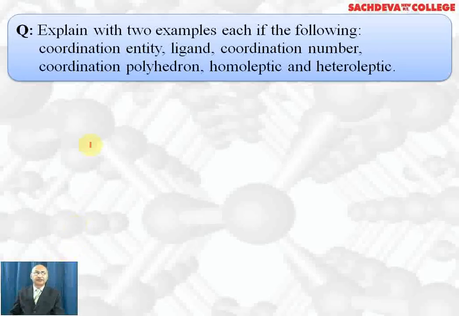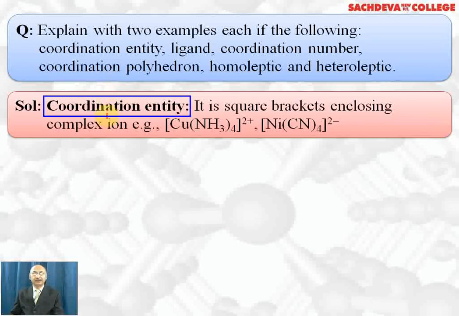Let's continue with subjective questions. Explain with two examples each of the following: coordination entity, ligand, coordination number, coordination polyhedron, homoleptic and heteroleptic complexes. Coordination entity: it is the square brackets enclosing the complex ion. This is called the coordination entity. It is also called the primary coordination sphere.